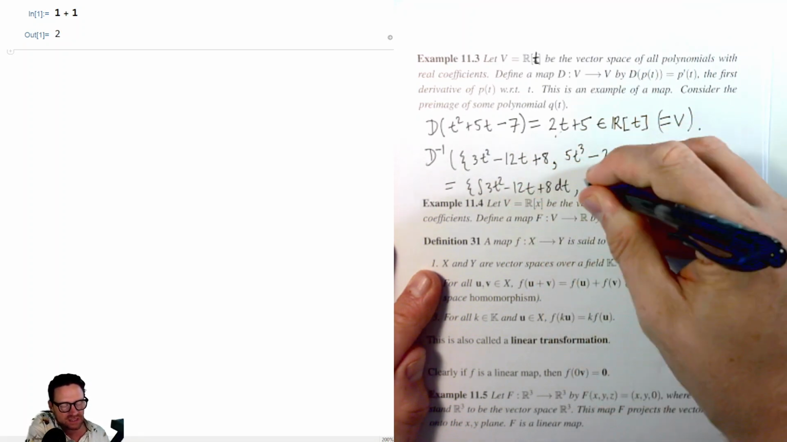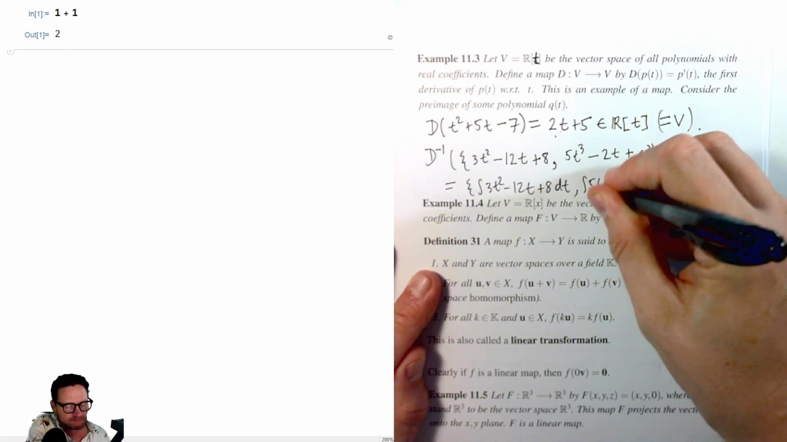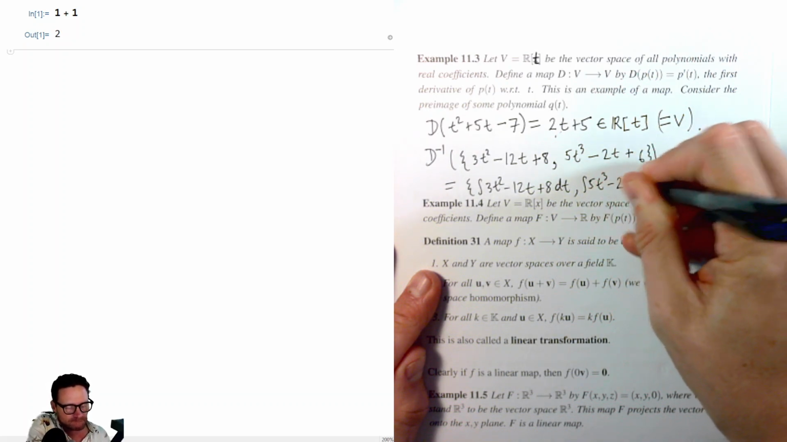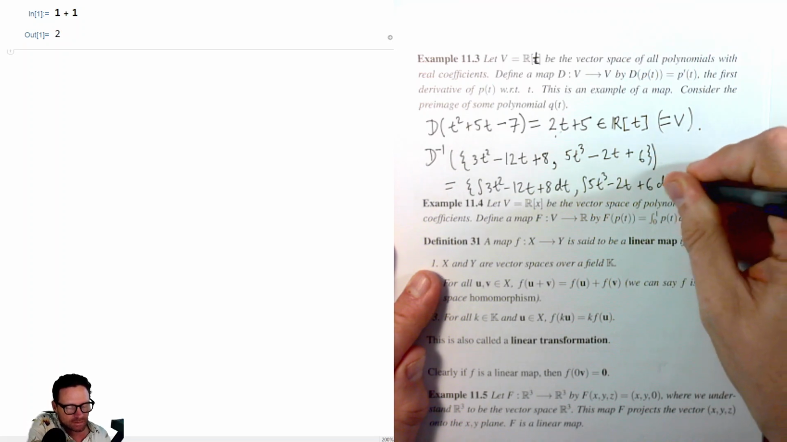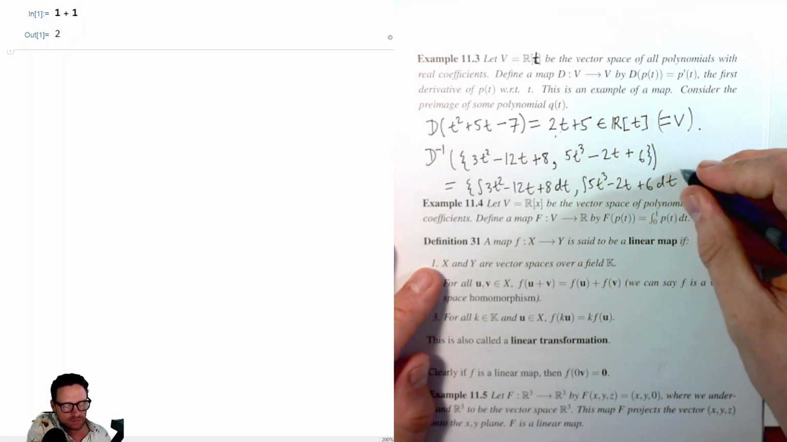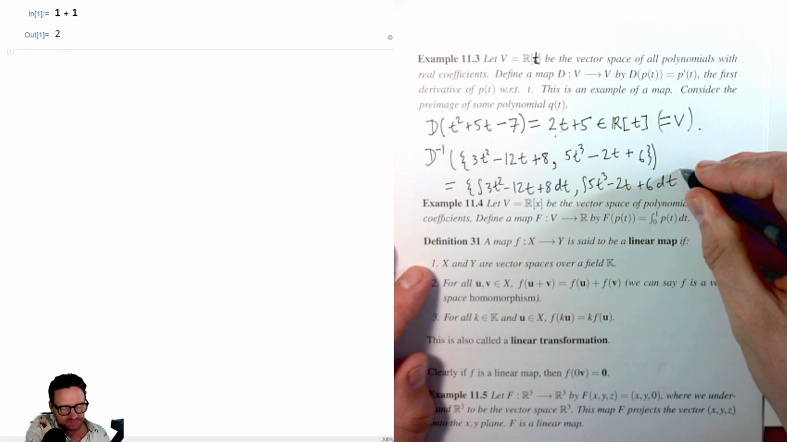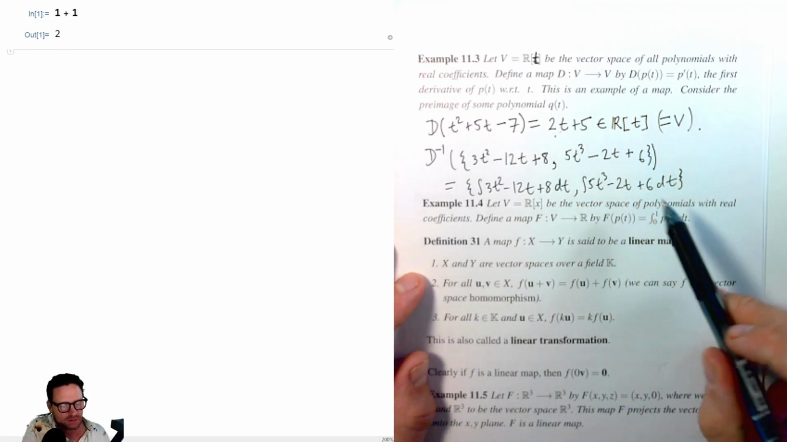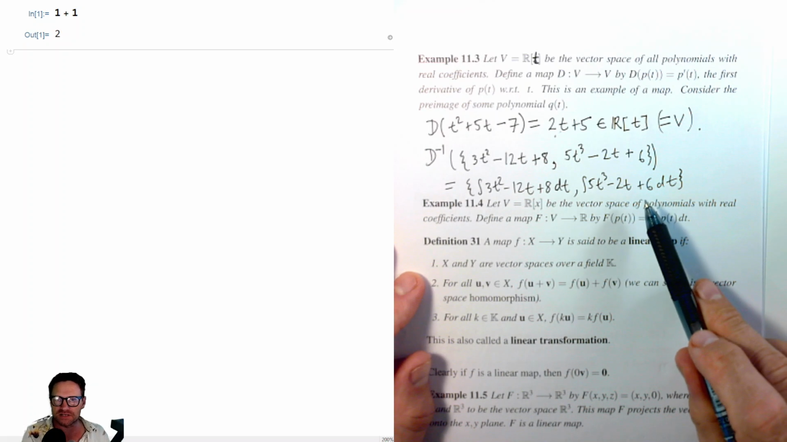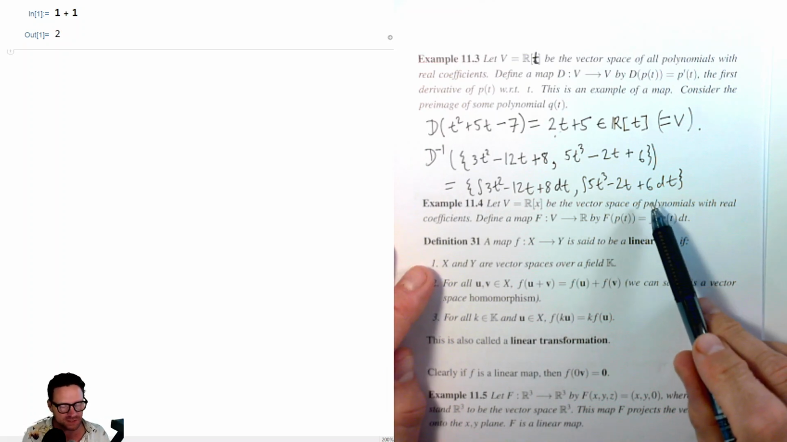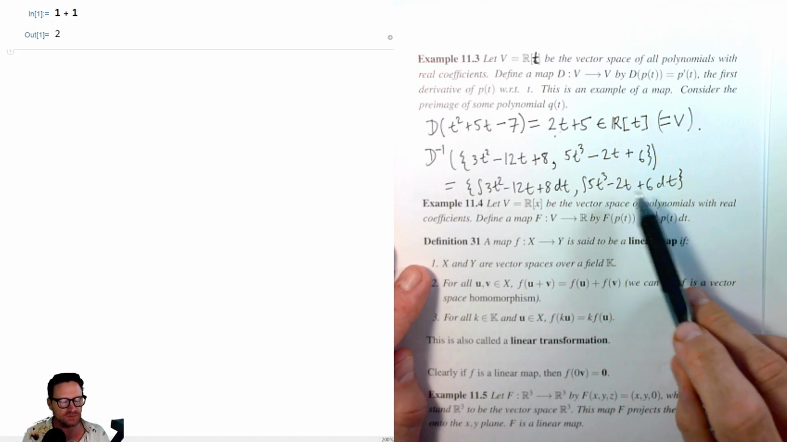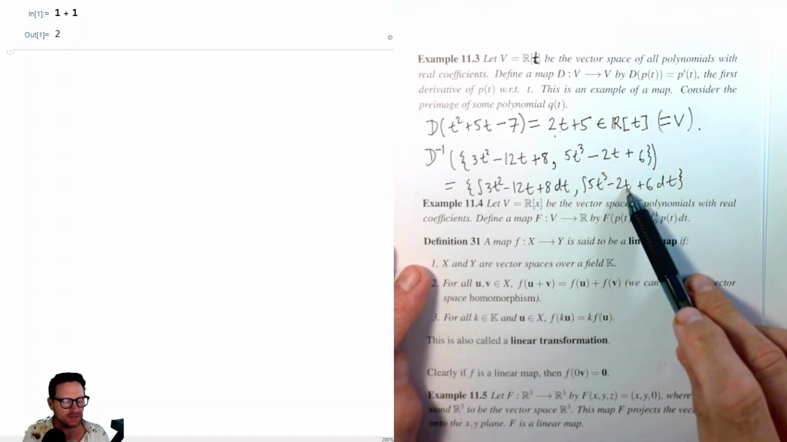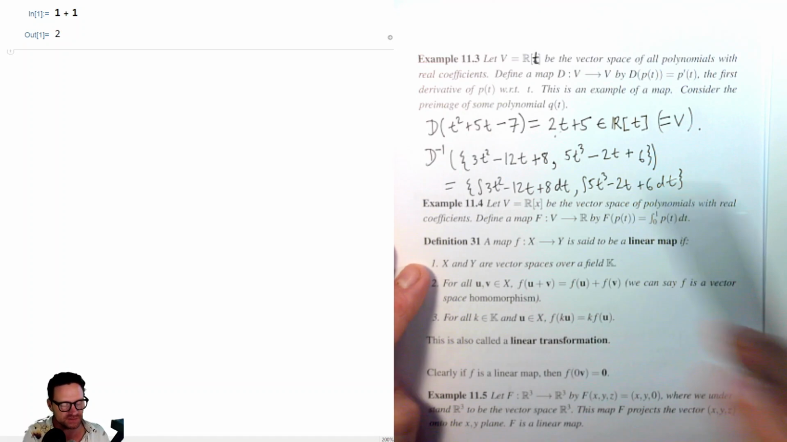With respect to t. Okay, and there are multiple possibilities for these because there's the constant of integration in there, right? So each of these has infinitely many antiderivatives.